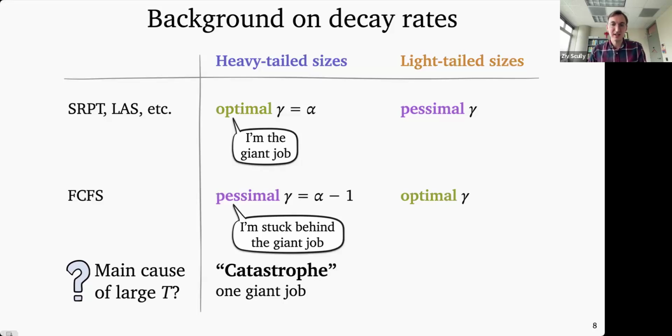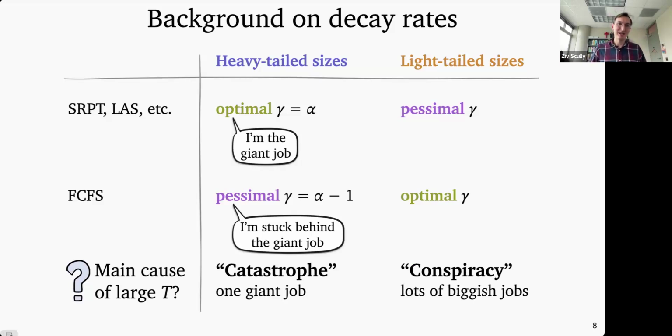How about the light-tailed case? In the light-tailed case, rather than a catastrophe phenomenon for large deviations, you have the so-called conspiracy phenomenon. That is to say, when you have a really long delay in the light-tailed setting, it's because you have lots of biggish jobs. Specifically, you have some period of time where you have a slightly higher than average arrival rate and slightly bigger than average jobs showing up for an extended length of time. And so what happens when that happens?